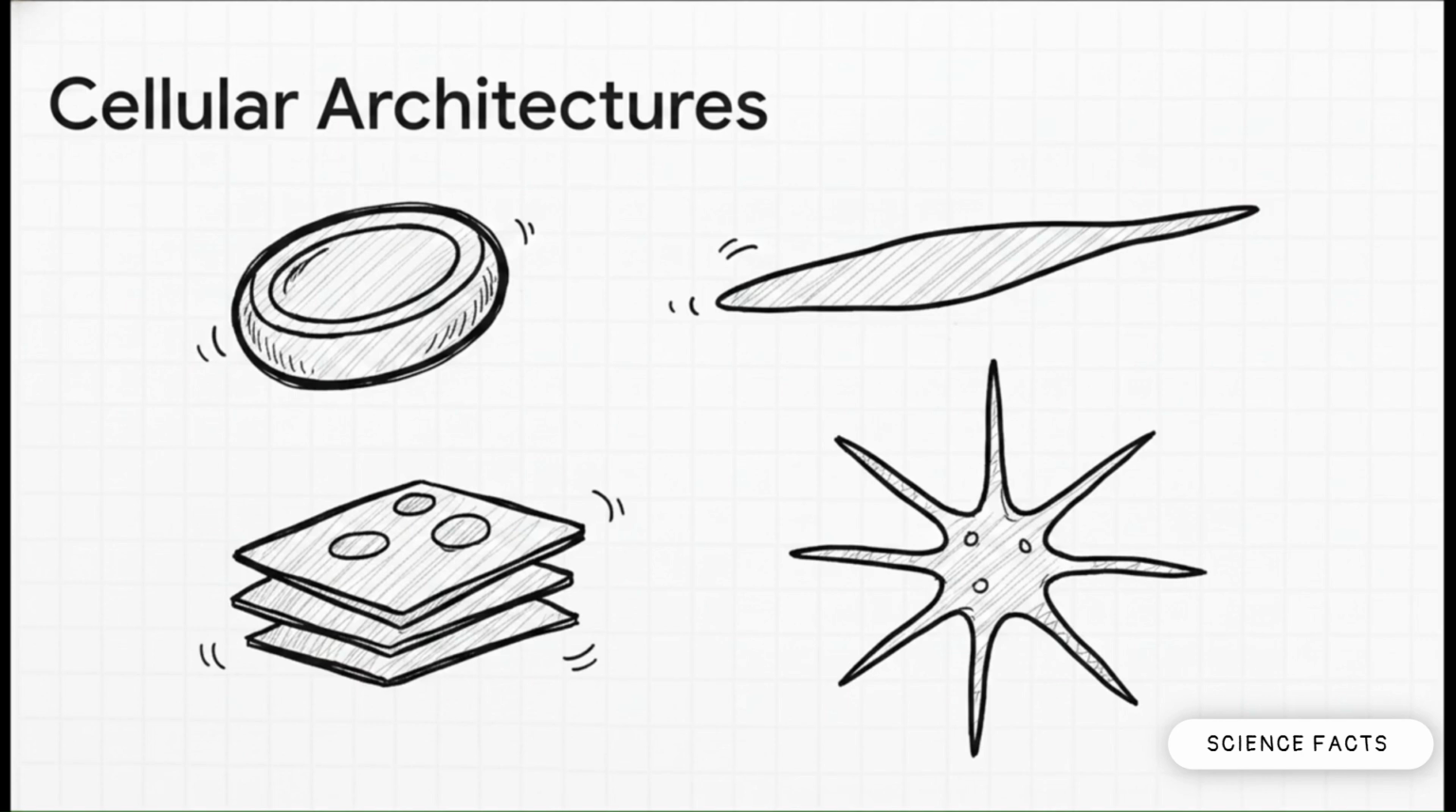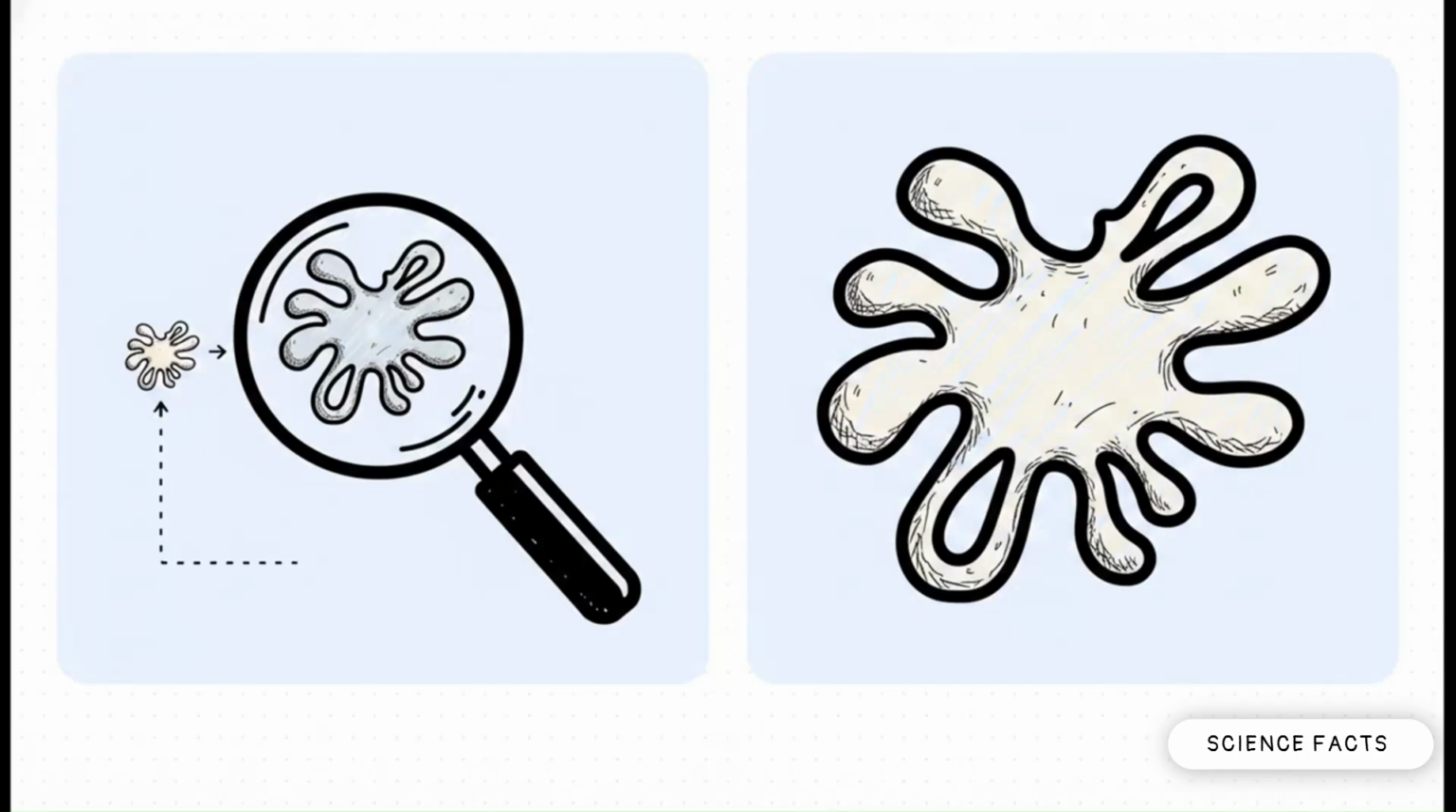Meanwhile, your brain relies on multipolar neurons, which have these incredibly long branching structures, specifically designed to conduct electrical signals across vast distances. It's not just the shape. The scale of these things is staggering. Just look at the size differences nature has cooked up.